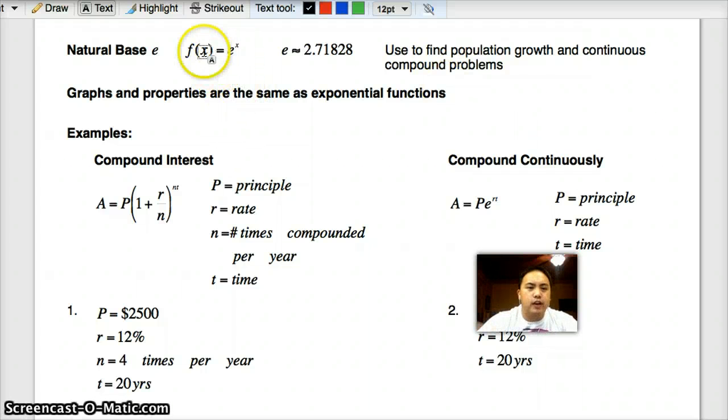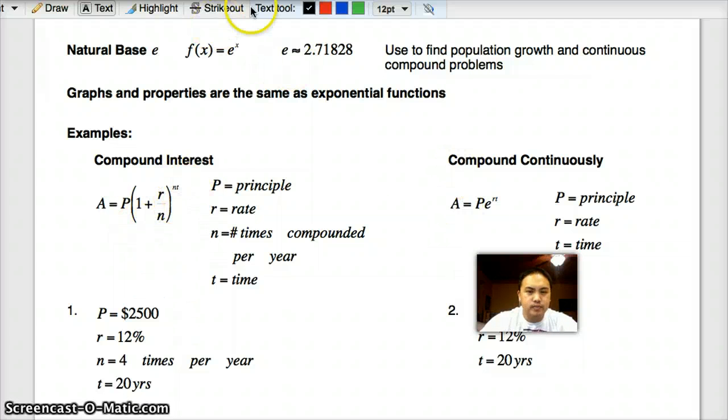First of all, you need to know this new value called e. You may have heard of it, or you should have heard of it, especially since you're in honors pre-calc now. e is the value 2.71828. It's an irrational number like pi. This number keeps on going with no real pattern. And we use it for population growth and continuous compound problems. We'll just focus on 2 formulas you need to know.